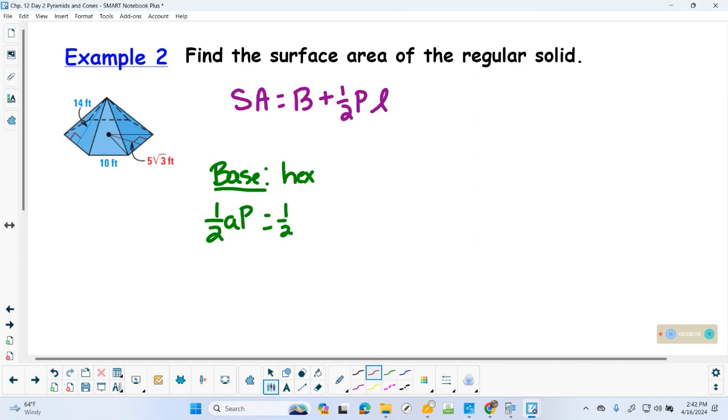So my apothem is right here from the center to the middle of a side. Can you get the perimeter with hardly really any work? I think so, because we know the sides are 10. It is a hexagon. There's 6 of them. What's 6 times 10? 60. All right, punch that in. Let's get the area of the base. I rounded to the 10th. I round everything to the 10th.